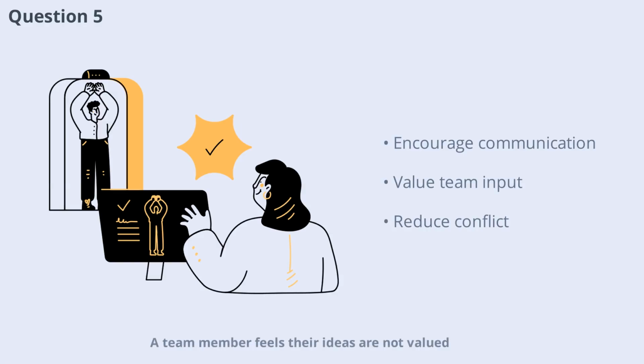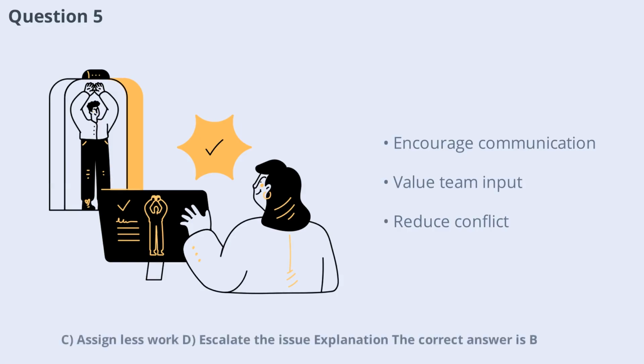A team member feels their ideas are not valued. What should the project manager do? A. Ignore the feeling. B. Encourage open communication. C. Assign less work. D. Escalate the issue. Explanation. The correct answer is B. Encouraging open communication helps team members feel heard and valued, reducing conflict.